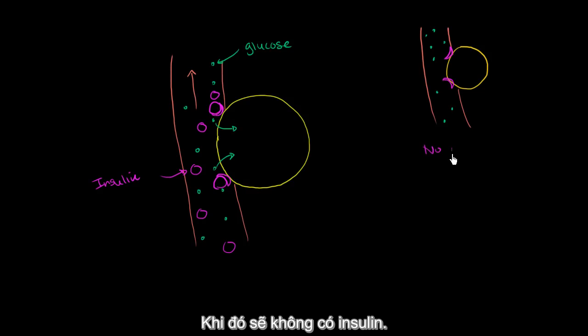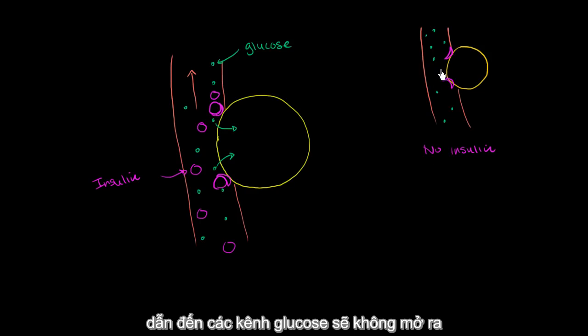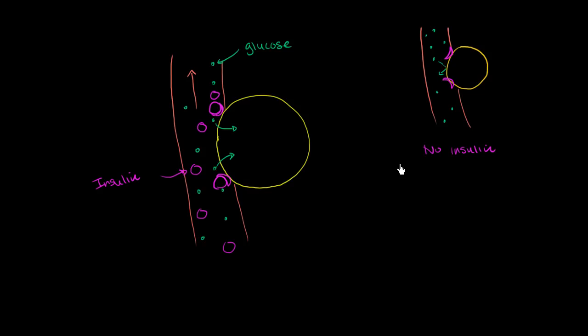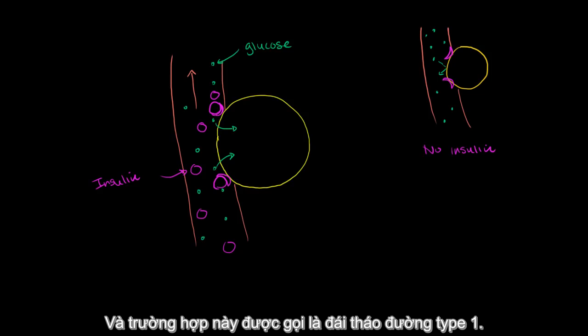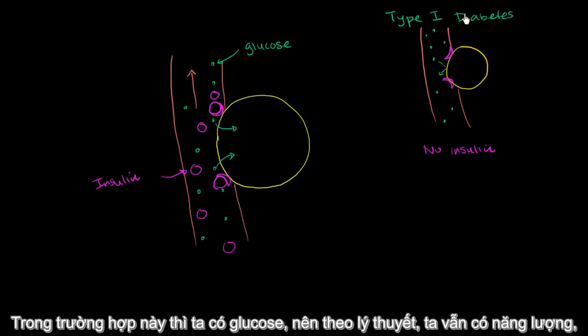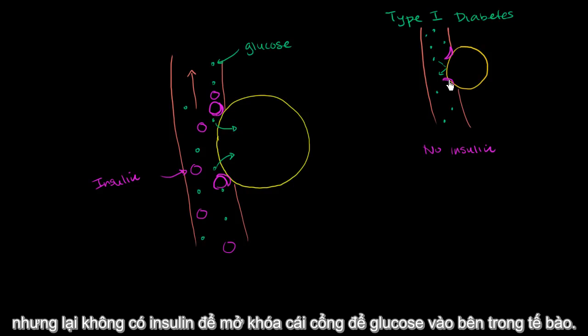So no insulin. Well, in this situation, since there's nothing to bind to these receptors, the glucose channels won't be opened up, and the glucose will not be able to enter into the cell. And this situation is type 1 diabetes, where you've got glucose, so in theory you have energy, and you have properly functioning insulin receptors, but you just don't have insulin to unlock the gates for the glucose to actually go into the cell.